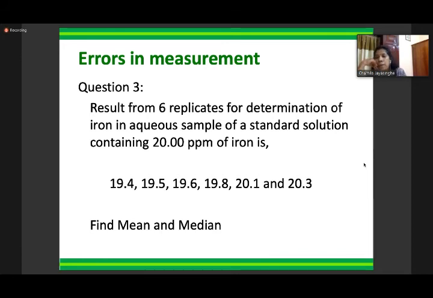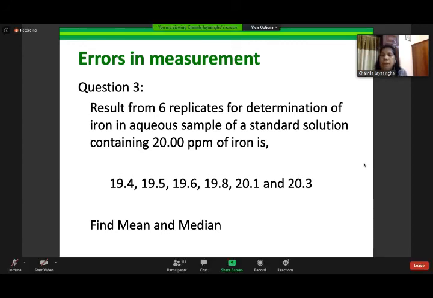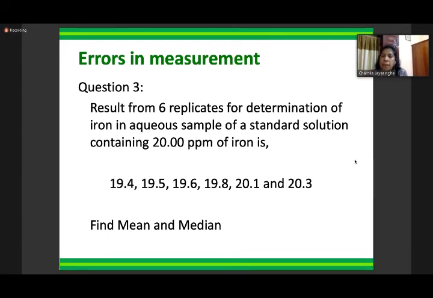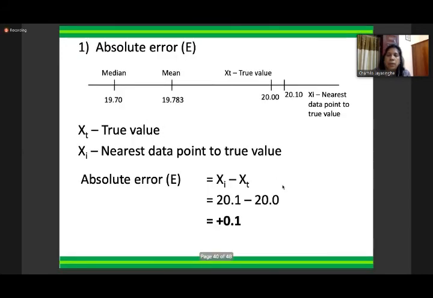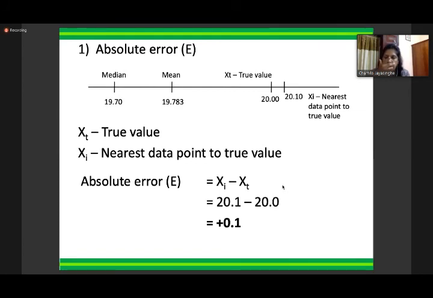Very good question, Shama. Shama asks, madam, if there are 19.9 and 20.1 available, what is the nearest value? But the question is, what would be the absolute error in such a situation?